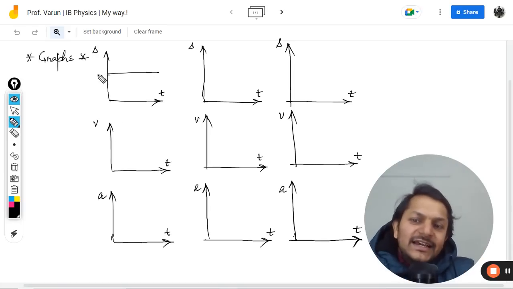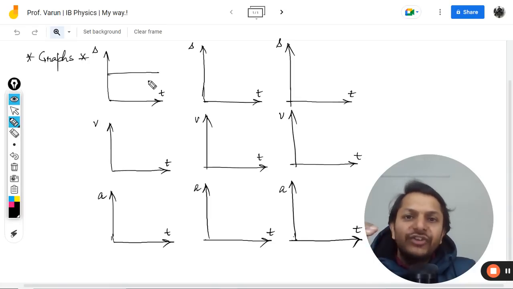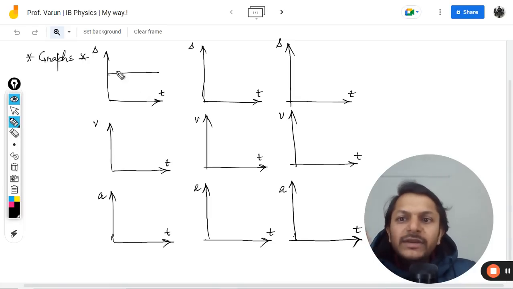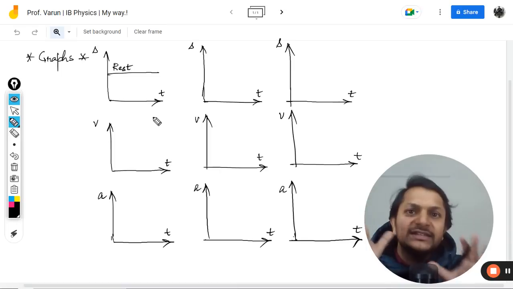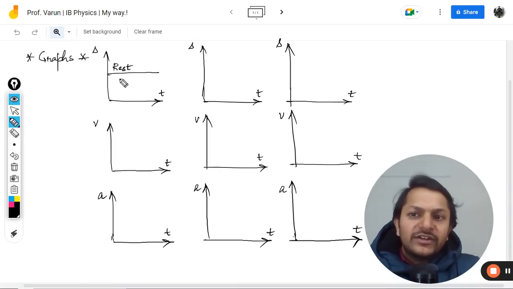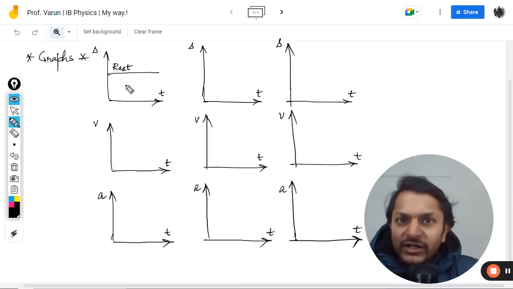So this is the graph in which I'm having a horizontal straight line. What does it mean? It means that the position of the body does not change with respect to time, which only means that the body is at rest. So the body is at rest, and this will be the graph if the body is at rest.